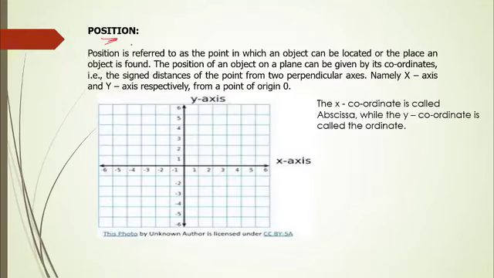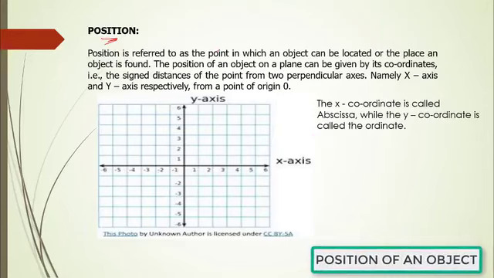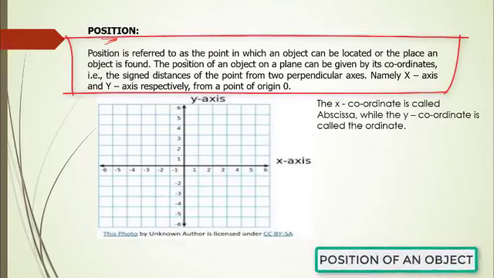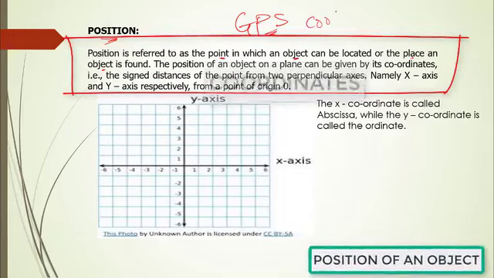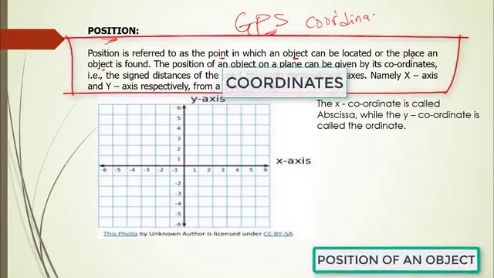Now let's talk about the position of an object. The position of an object simply refers to that point in space at which that object can be located, or a particular place where objects can be found. I'm sure you must have heard about GPS systems. GPS systems use what we call coordinates to tell us the exact position of objects in space.